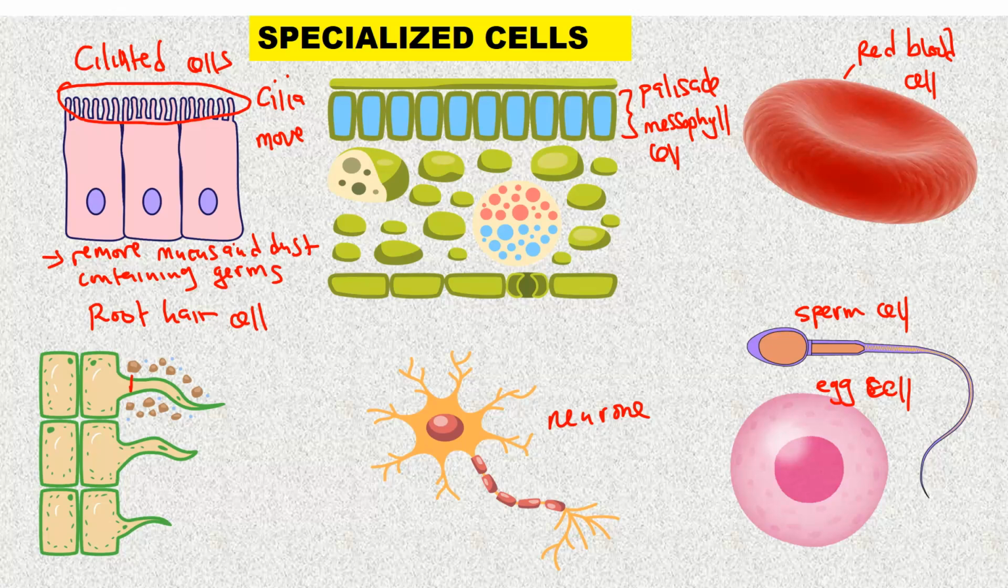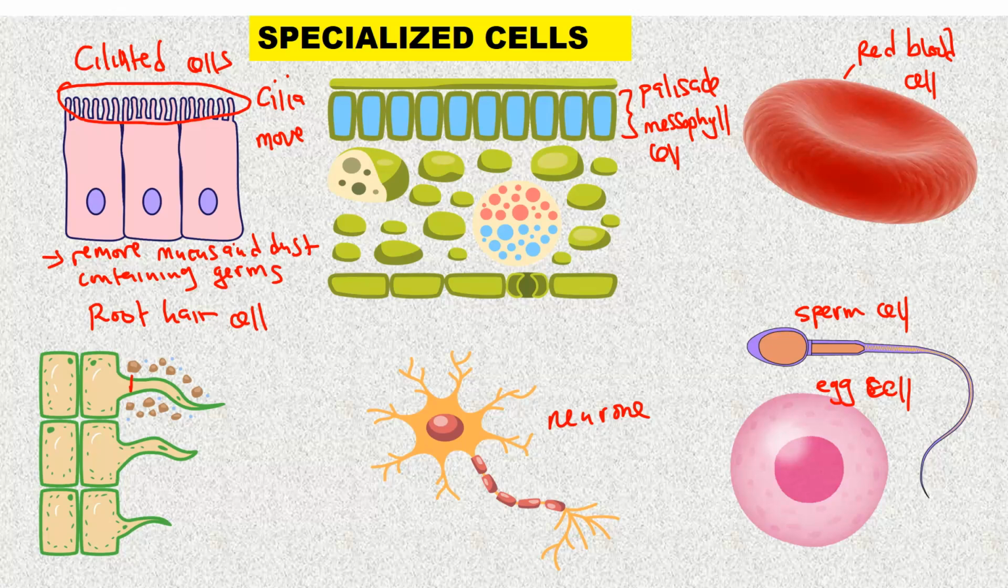Okay, so this cilia is able to move or beat just to sweep out mucus containing dust and germs that is in the respiratory tract. In the oviduct, they are able to beat or move so that they push the ovum from the ovaries. Then root hair cell.